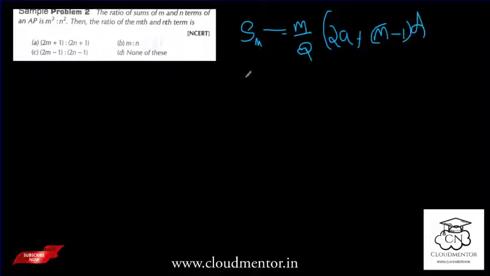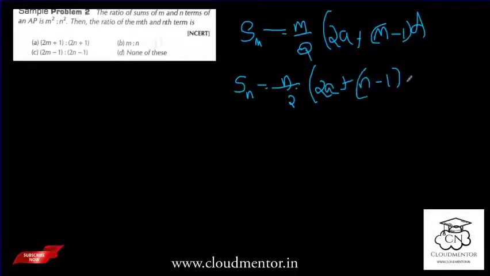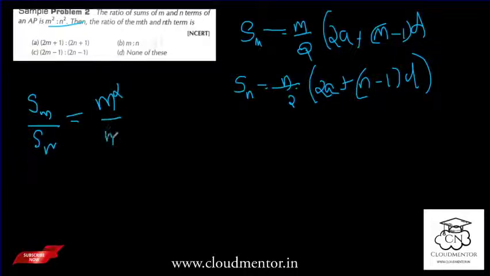Like that, similarly we can write Sn is equal to n by 2 of 2a plus n minus 1 into d. Okay, yes. So according to the relation given here, that is Sm by Sn equal to m square by n square.